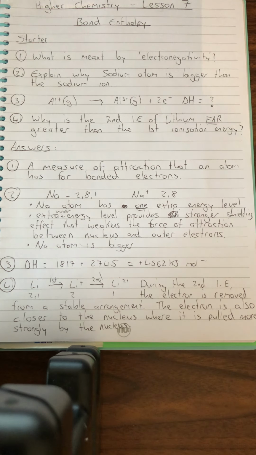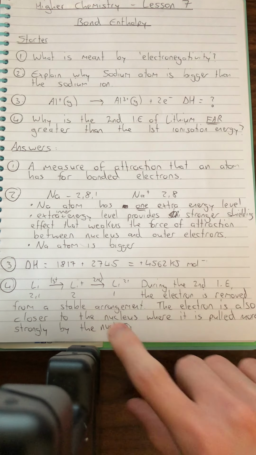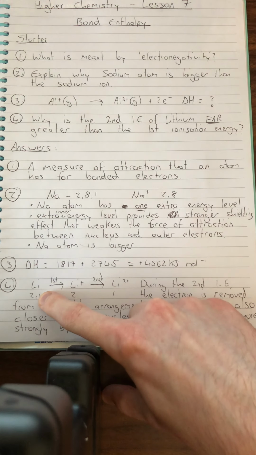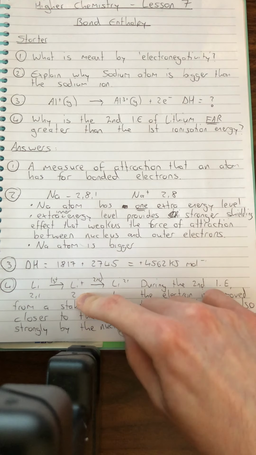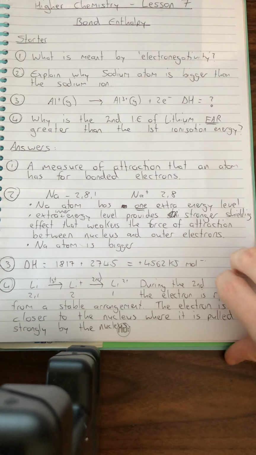And also the electron is closer to the nucleus where it is pulled more strongly by the nucleus. That electron there is in a shell further away. Here, the electron's a lot closer, so the nucleus is pulling on that a lot harder. Okay, so self-mark your work, make sure you're getting the right answer. Remember, we need to keep on top of our notes, looking over our notes maybe 5-10 minutes a night just to make sure we're on top of it.